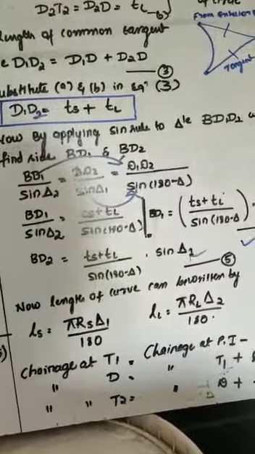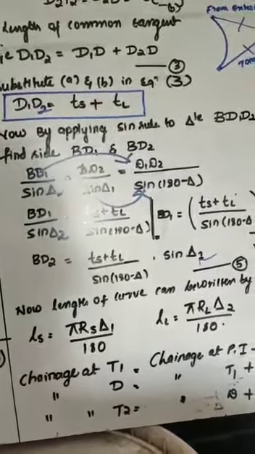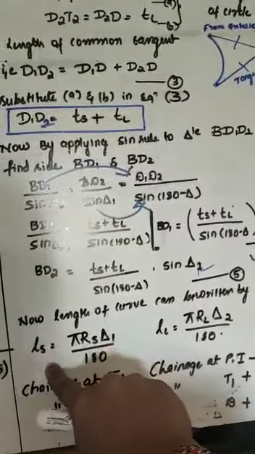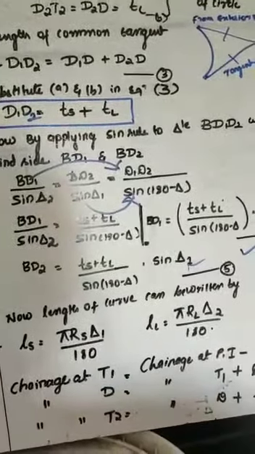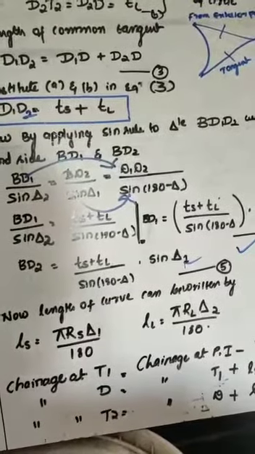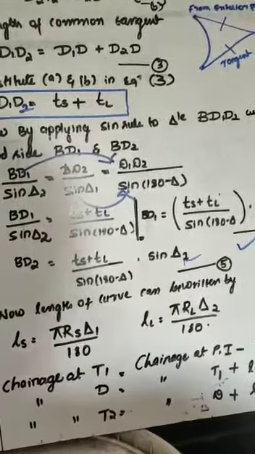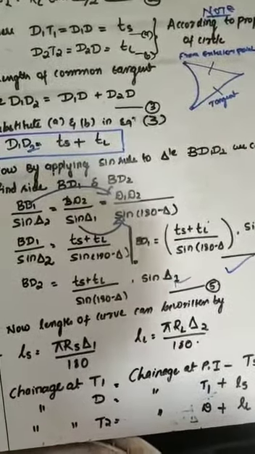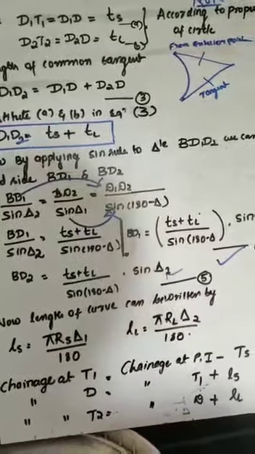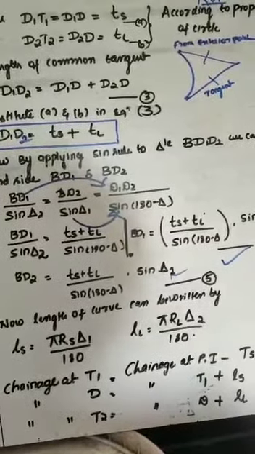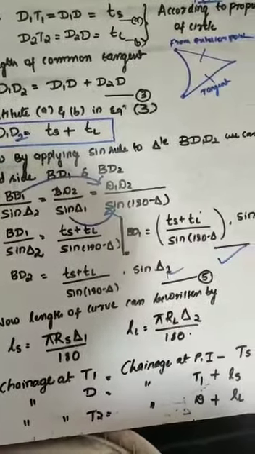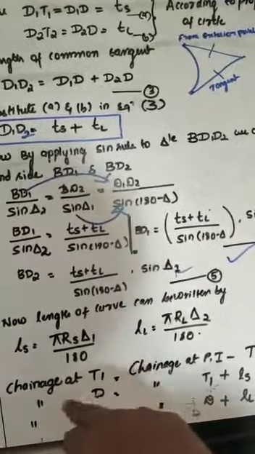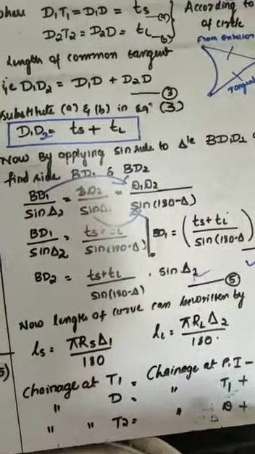Then, as for the length of the tangent, we also know the formula for the length of the curve. That is, length of the curve is pi r delta by 180. You can see the previous derivation of the simple curve. There we have derived the equations for all the elements, so from that we are directly taking the formulas and just substituting.